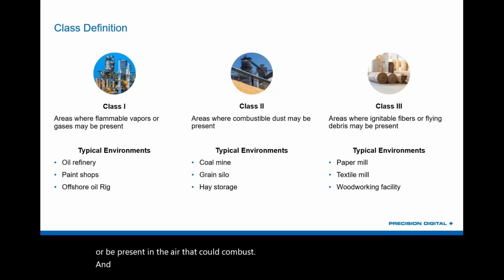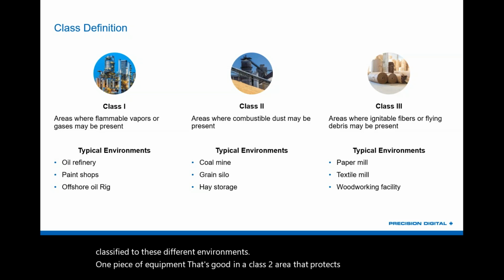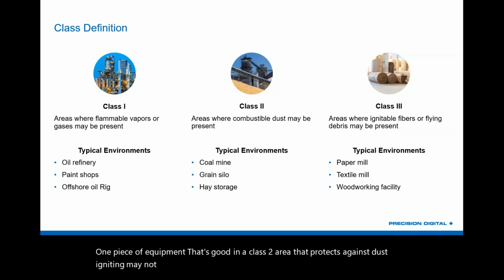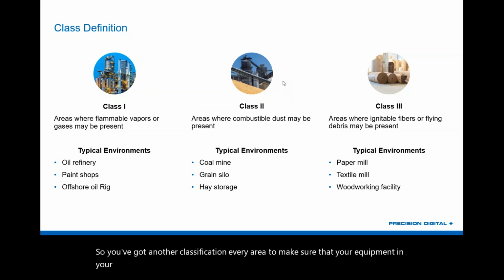And the reason you have all these different classes is because equipment gets classified to these different environments. One piece of equipment that's good in a Class 2 area that protects against dust igniting may not be appropriately sealed or protected to prevent a flammable vapor or gas from causing a problem. So you've got to know the classification of your area to make sure that your equipment and your installations all are approved to the appropriate class.